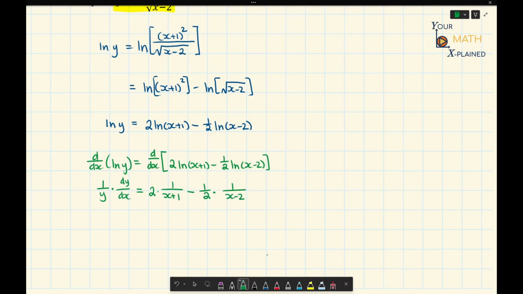And now the last part is just to isolate dy dx. So we get dy dx is equal to y times 2 over x plus 1 minus 1 over 2 times x minus 2. And this would be our final answer.